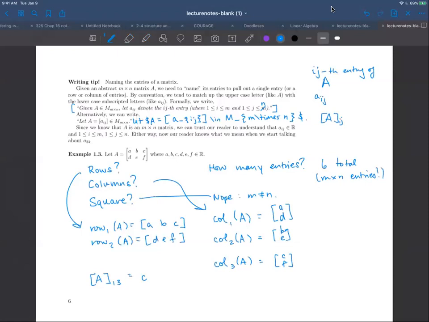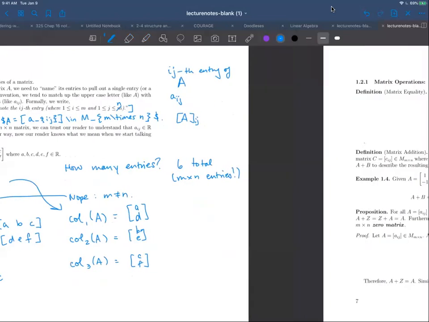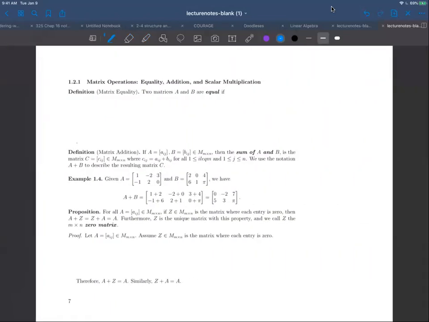Okay, so that's just a little example to help you navigate your way around a matrix. We could talk about rows and columns. We could talk about entries. We could identify whether or not it's square. Now that we have the idea of a matrix, we want to figure out what can we do with them? Can we do operations on these things, right?